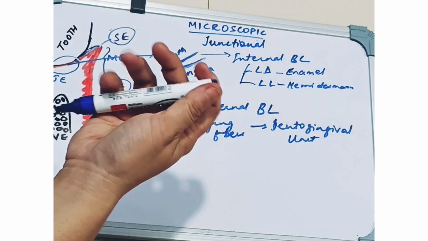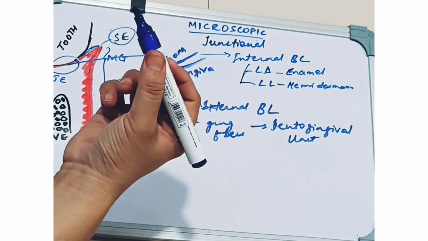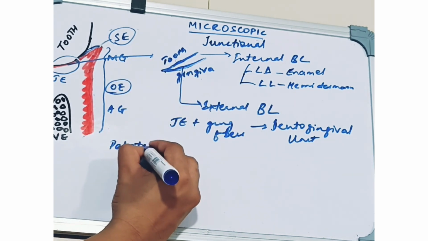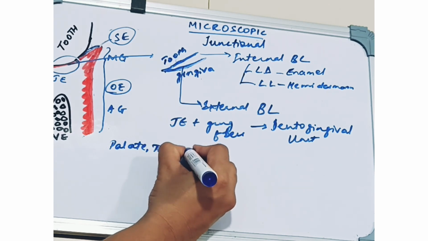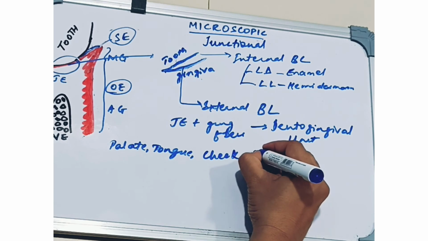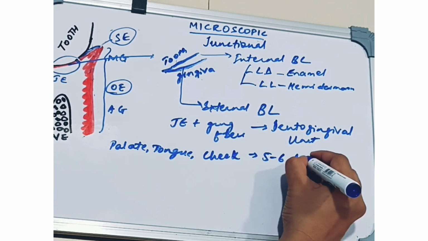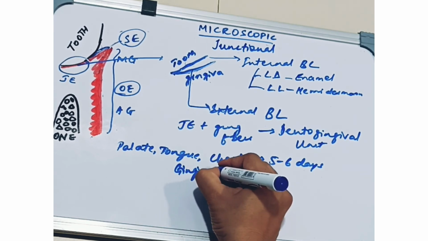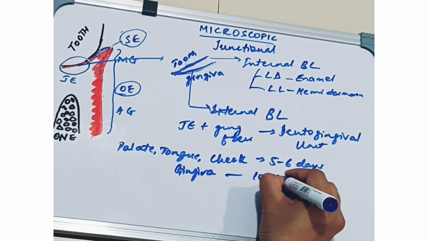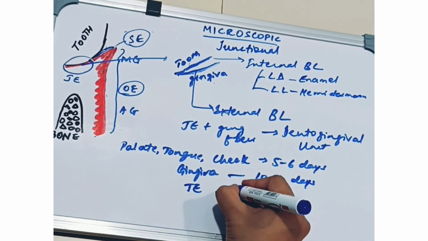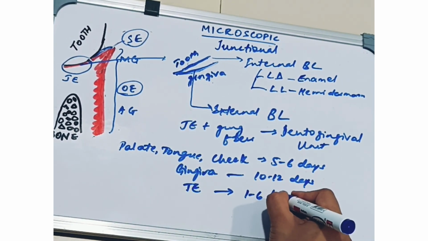The turnover rate is different in different areas. Like in case of the palate, tongue and the cheek, the turnover is 5 to 6 days. In case of gingiva, it is 10 to 12 days. And in case of junctional epithelium, it is 1 to 6 days.